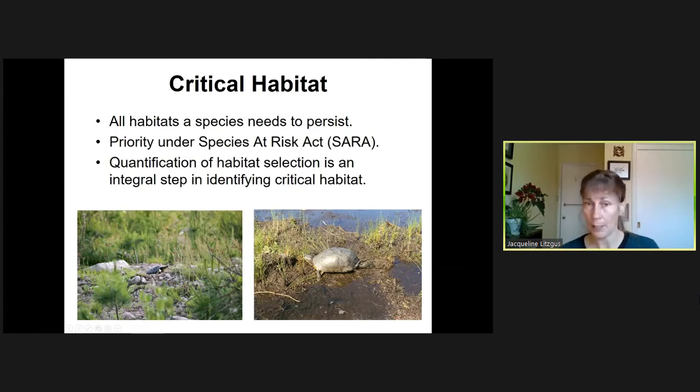And then the other one that's usually really important is overwintering sites, because the populations can't persist without nesting sites for eggs to be laid, and without overwintering sites, especially in northern climates where animals spend about half their lives, right? Turtles spend about half their lives in hibernation sites. So those are obviously critical habitats.